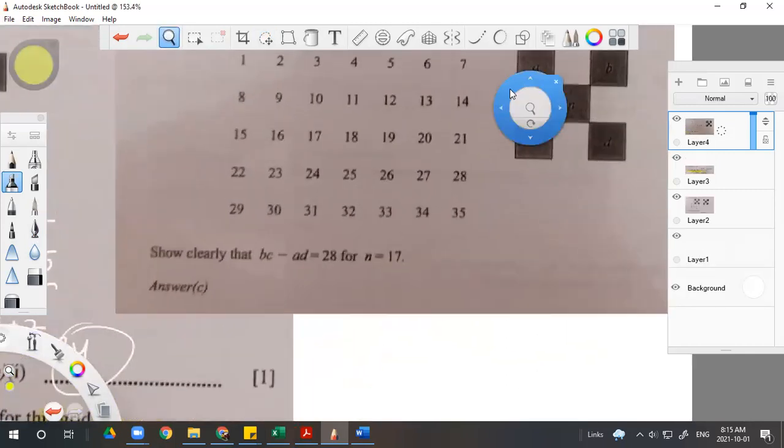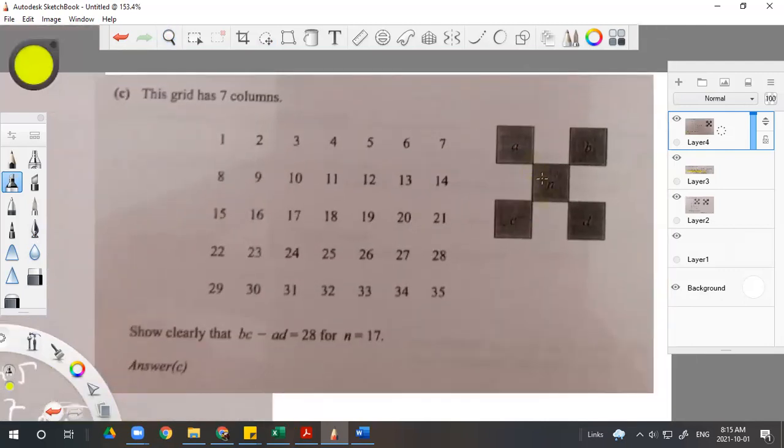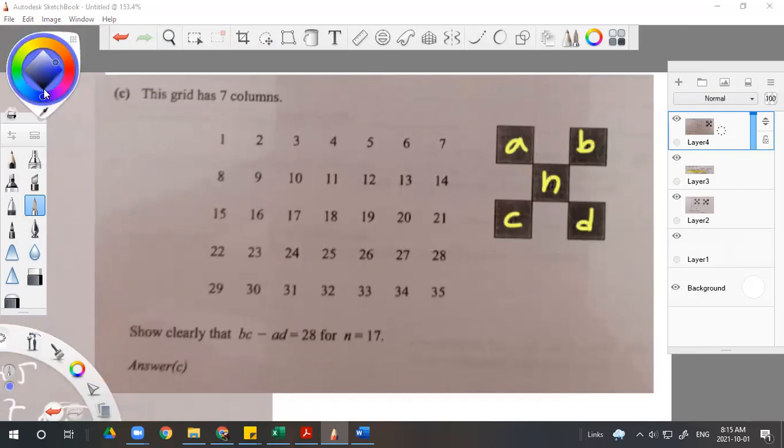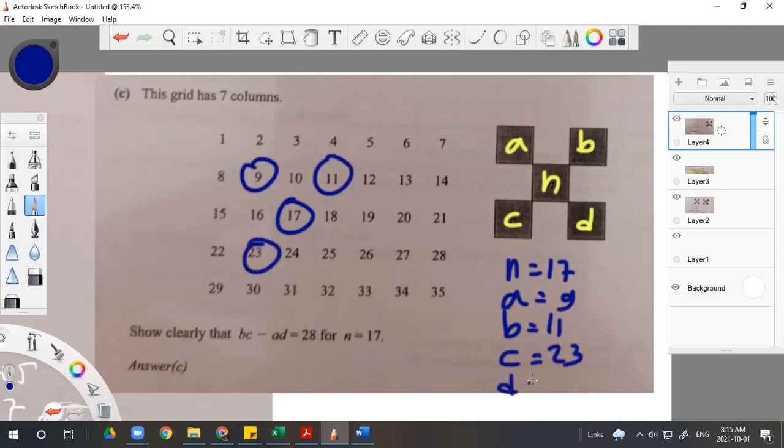Show clearly that BC minus AD for n equals 17. Okay, this is the n. Wait, wrong color. This is n, A, B, C, D, for n equals 17. So here n is 17, what is E? E is 9, right? B is 11, C is 23, D is 25.